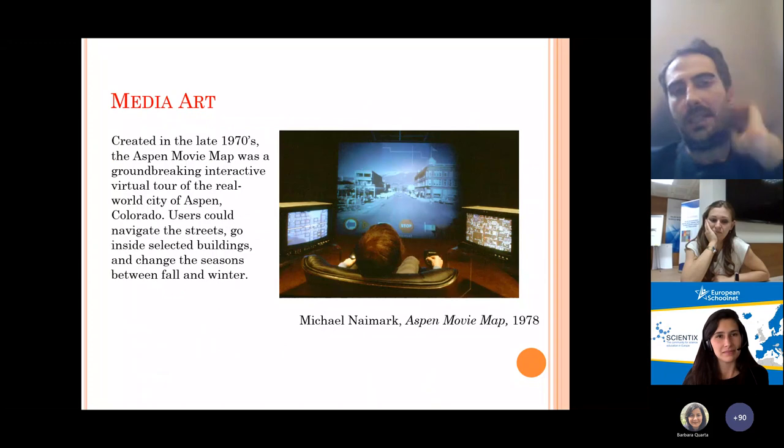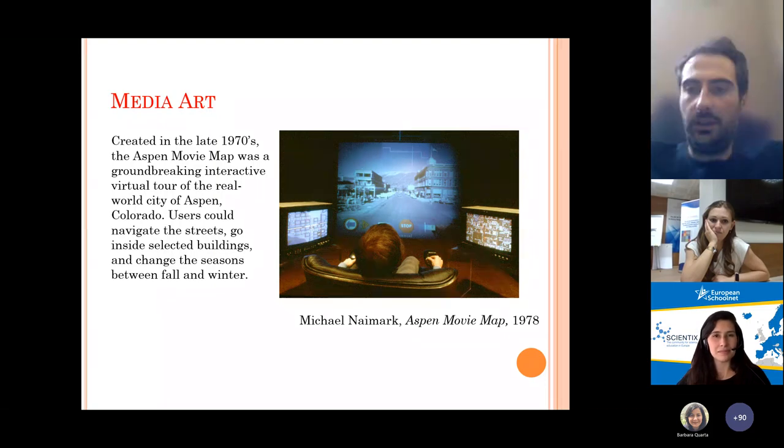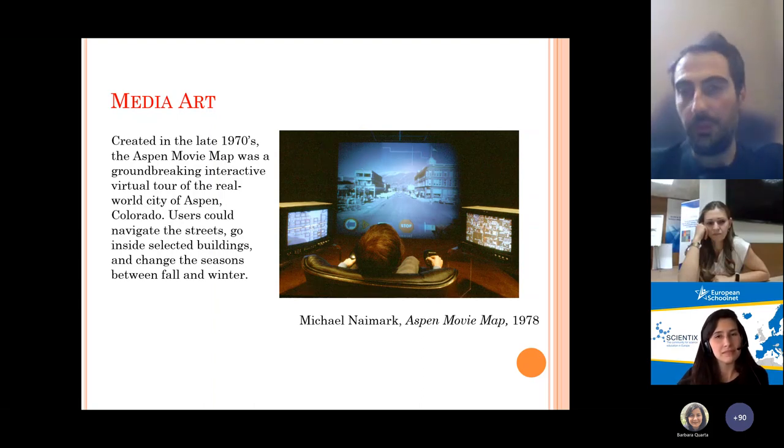For instance, this is a very famous project from the 1970s, the Aspen Movie Map. You can see in this picture someone sitting there with two maps, one on the right and one on the left. These are conventional maps from the top, conventional topography maps. But in front of this person there is a screen. It looks like just a photo, but at the bottom we can see some buttons: stop, play, right, left.